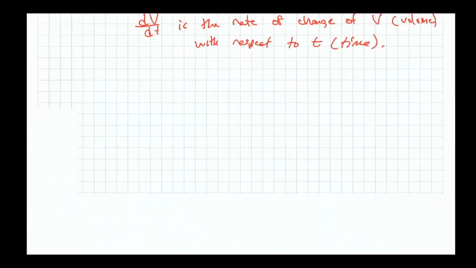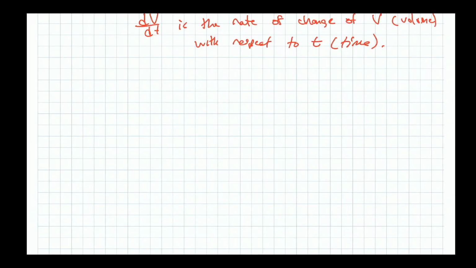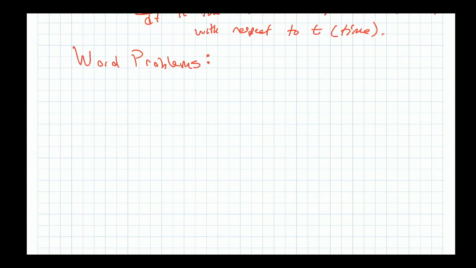Okay, so these are all word problems, and the way you're going to solve them is going to be something like this. You're going to draw a picture if you don't have one. A lot of times they give you one. Draw a picture of what's going on. In your picture, make sure you label anything that might change with a variable.